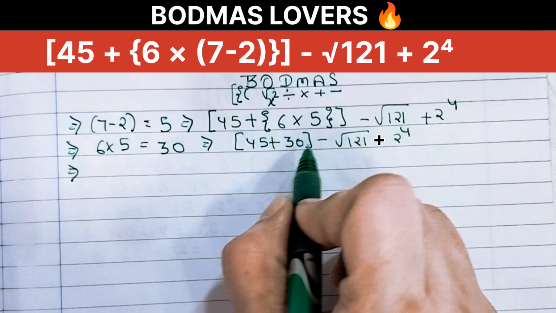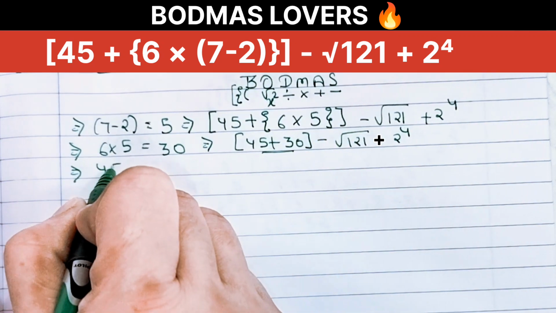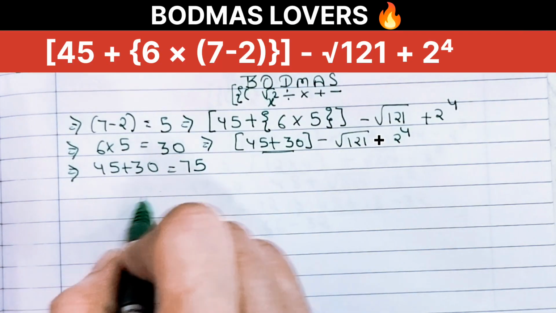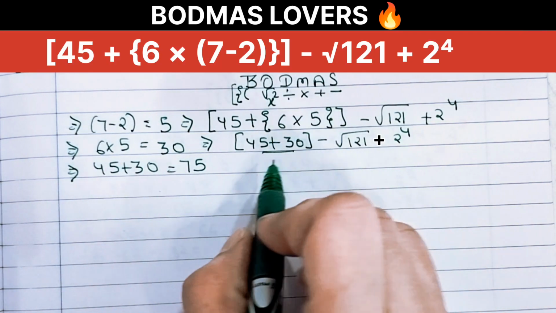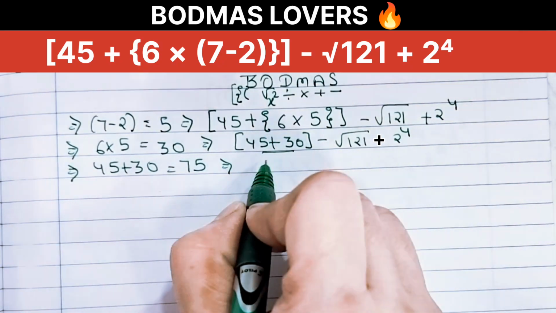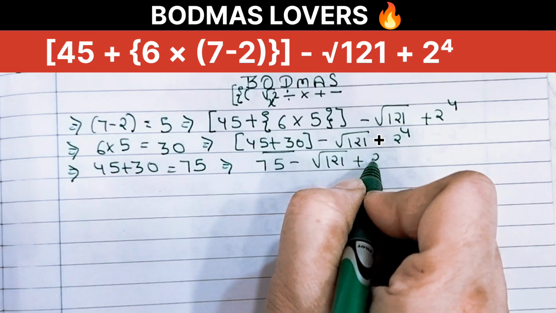Move to the next step. Simplify the outermost square brackets. Now in this square bracket, solve the addition inside it: 45 plus 30, and we'll get 75. This is the final remaining bracket group that needs to be simplified into a single value. Now the expression becomes 75 minus root 121 plus 2 power 4.